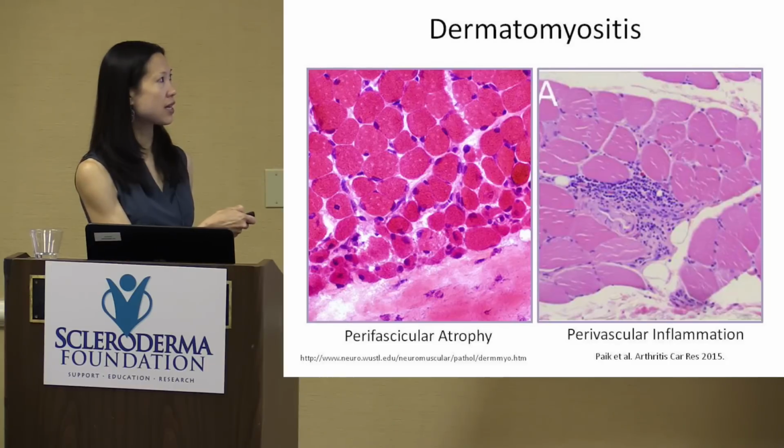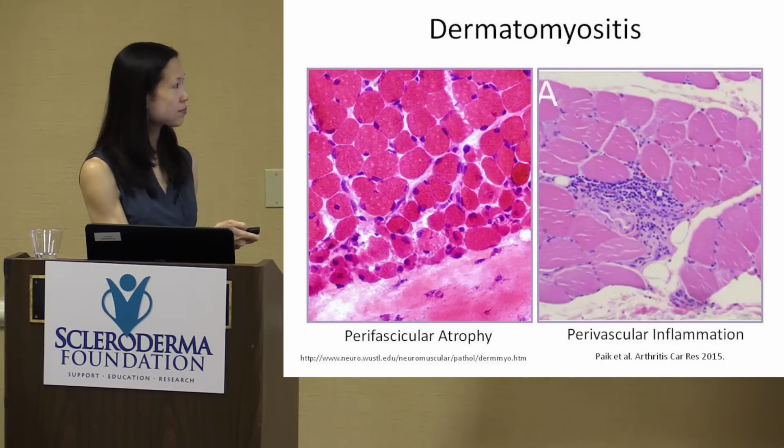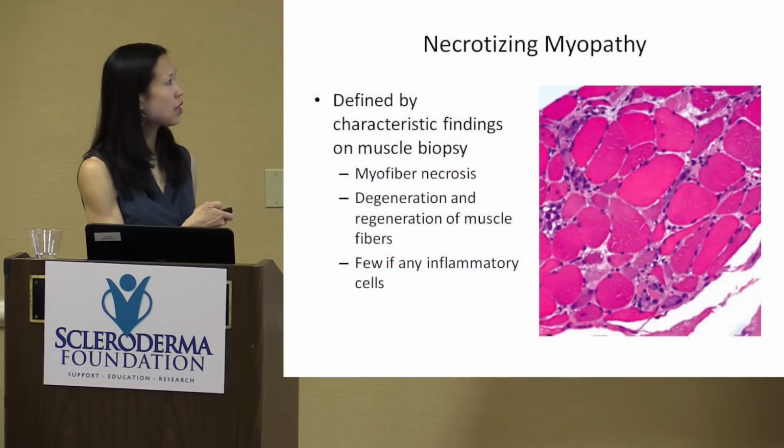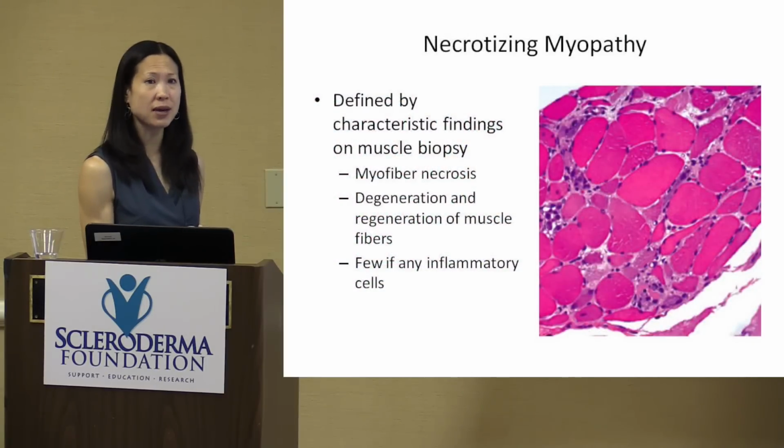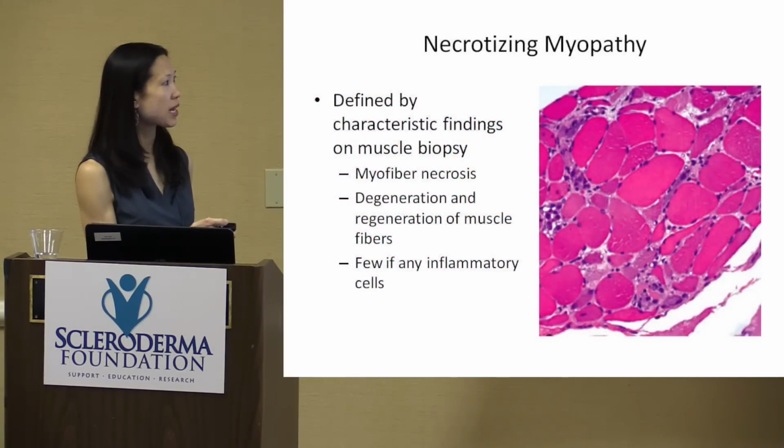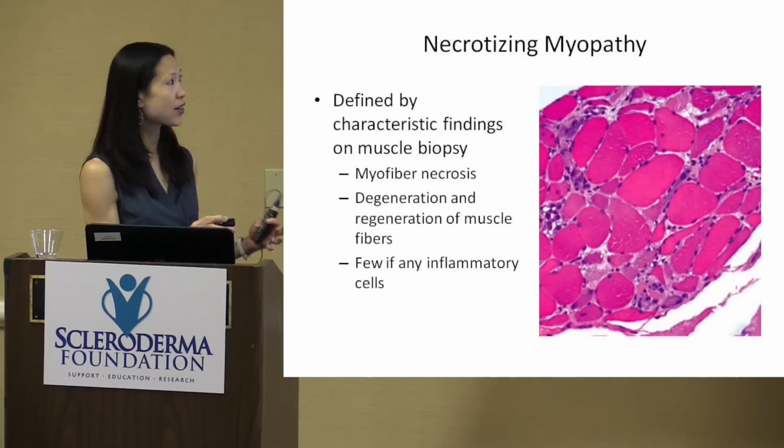We already talked about the necrotizing myopathy. These muscle biopsies are characterized by having very little inflammation, so there's not a lot of inflammation around these muscle fibers, but a lot of dead and degenerating muscle fibers.